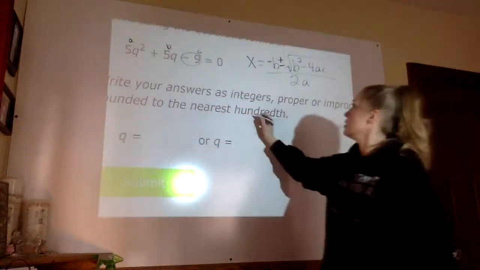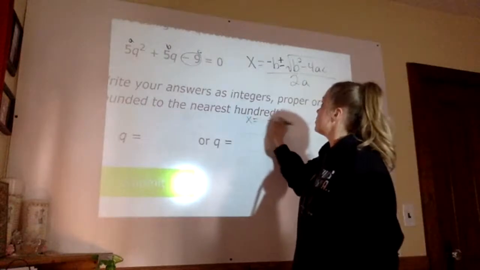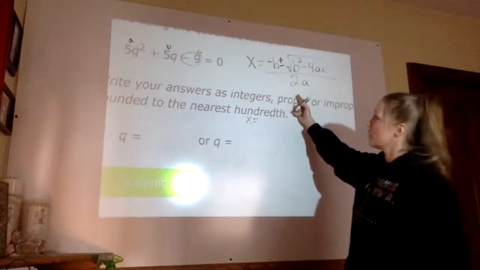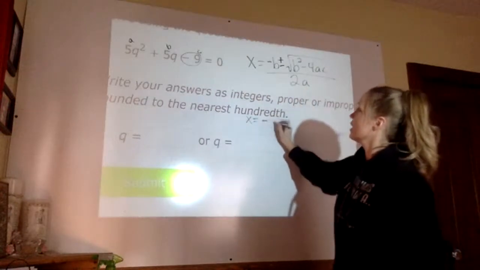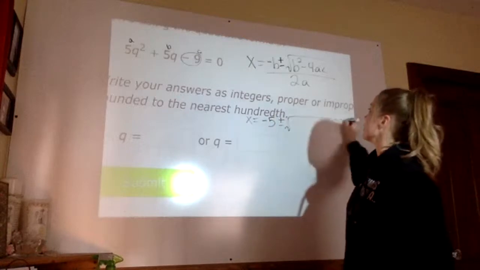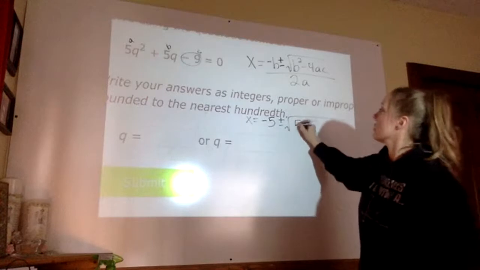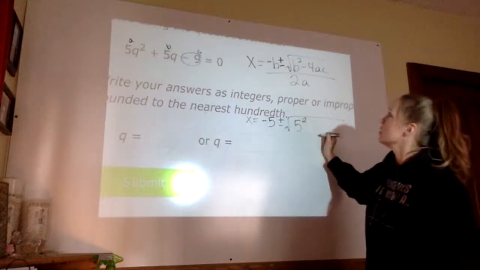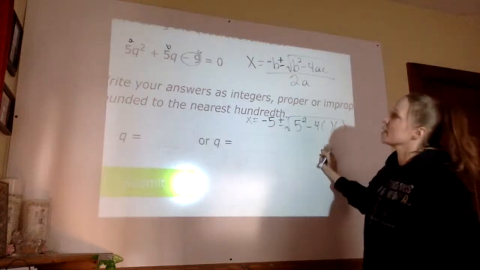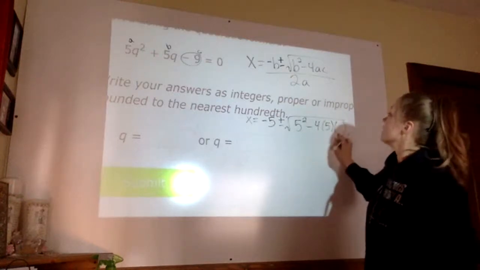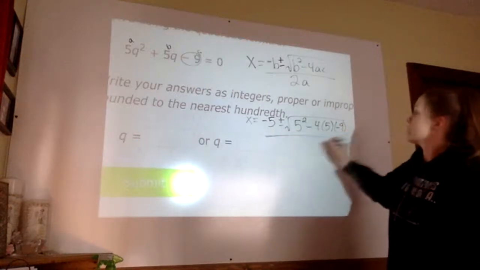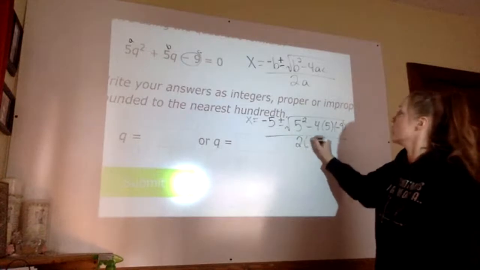So I'm going to write x equals, I'm going to plug in the variable or the number into the variable spot that it matches. So a negative b, and b is 5, so negative 5 plus and minus the square root. B squared, so that's 5 squared, minus 4 times a times c. A is 5, and c is negative 9. All over, don't forget this bottom part, 2 times your a, which is 5.